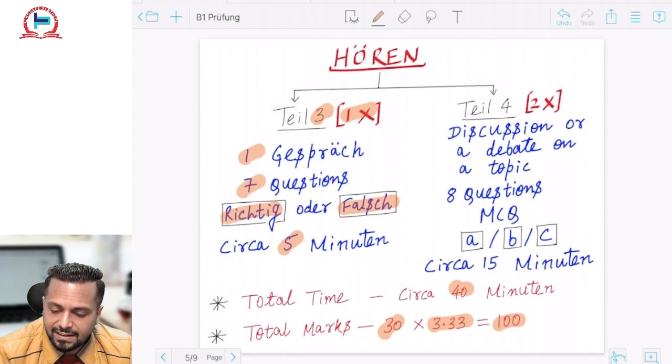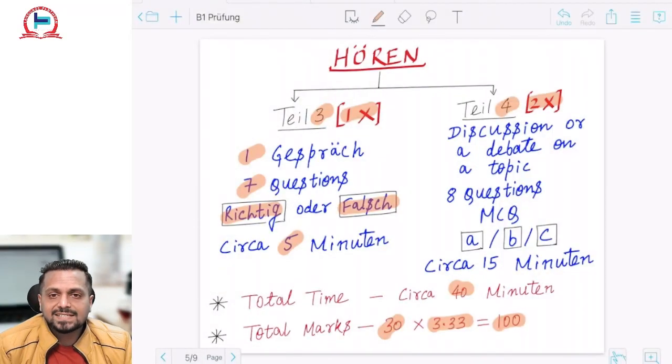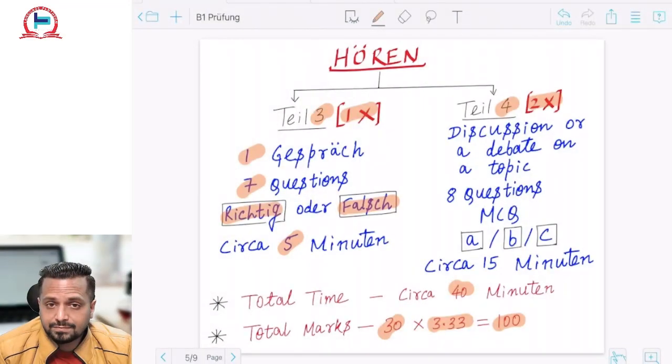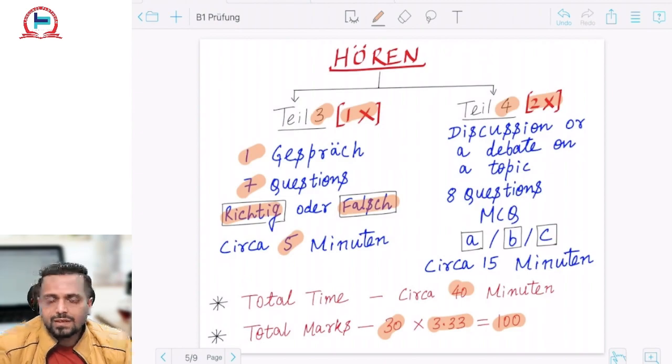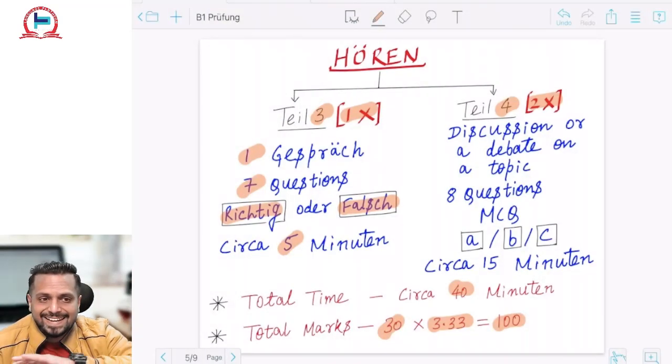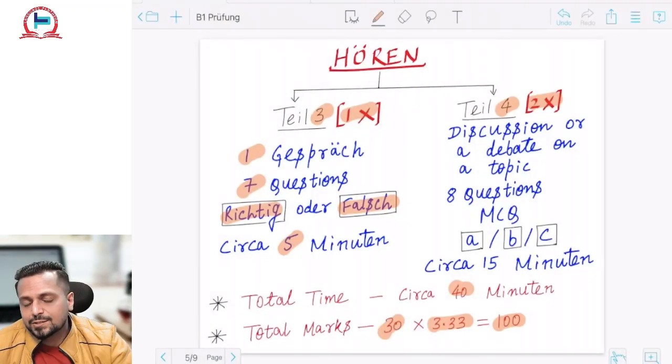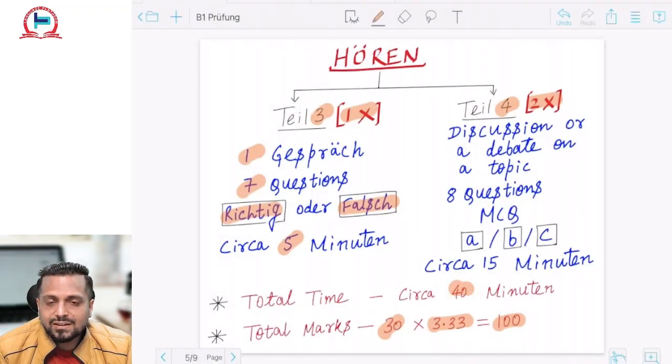The last Teil, Teil 4. This is zweimal, as in this is going to be repeated twice. What this Teil 4 is basically about, there is a discussion or a debate on a topic going on. And there are 3 people. There is one moderator who is leading the conversation or the debate, and there are 2 guest speakers. One person is generally in favor of the topic, and one person is generally against the topic.